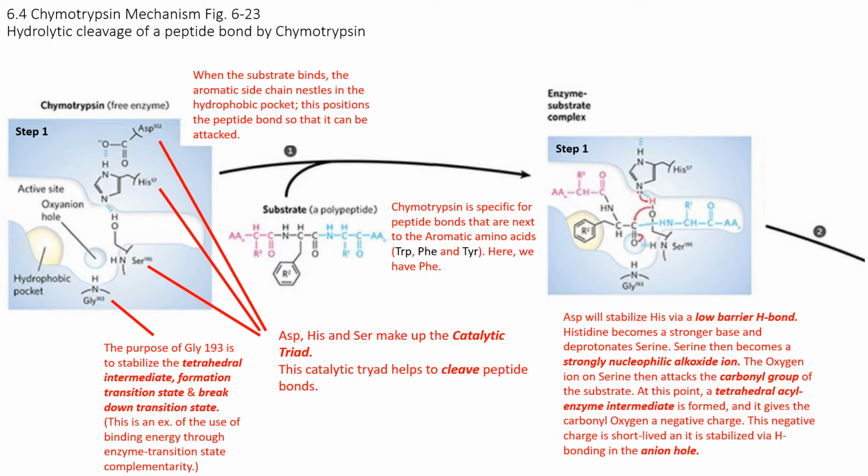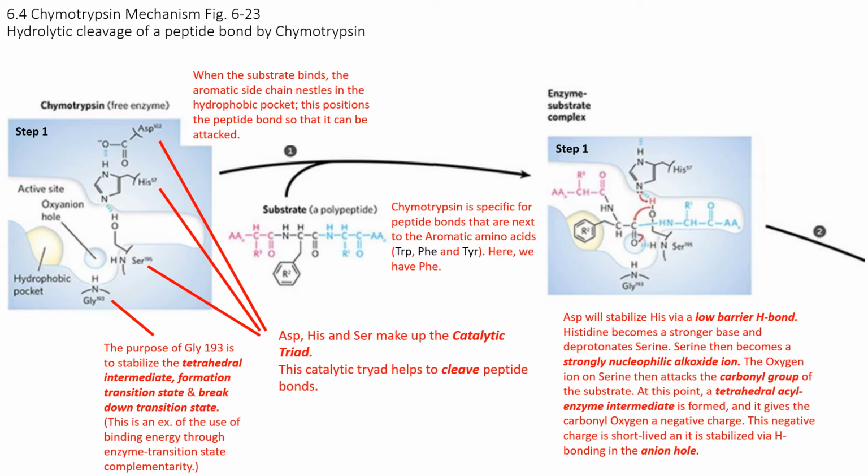So this is figure 6-23. The hydrolytic cleavage of a peptide bond by chymotrypsin. So this is the chymotrypsin free enzyme. This is the active site, and you should know it very well. You need to know what these components are. So this is the hydrophobic pocket. This is the oxyanion hole. And then we have serine, histidine, and aspartate.